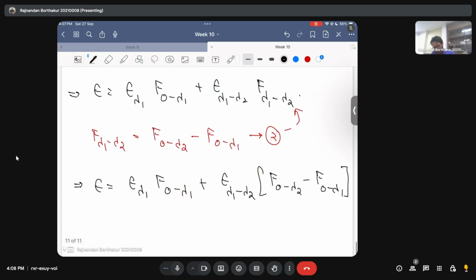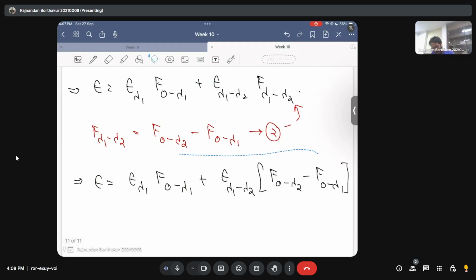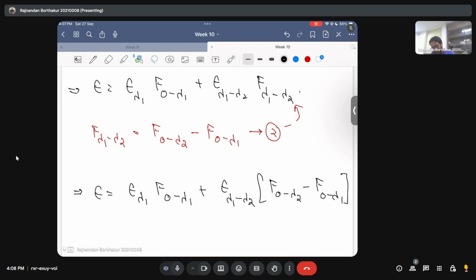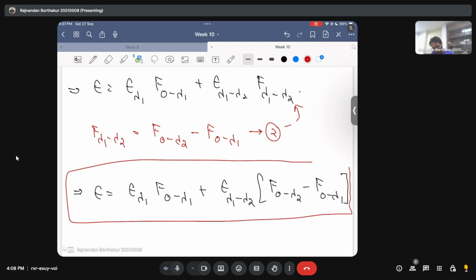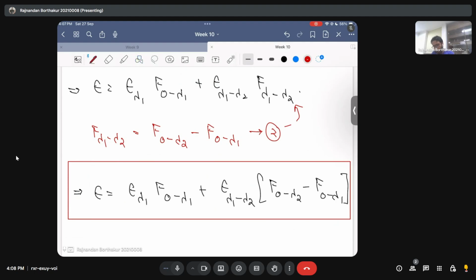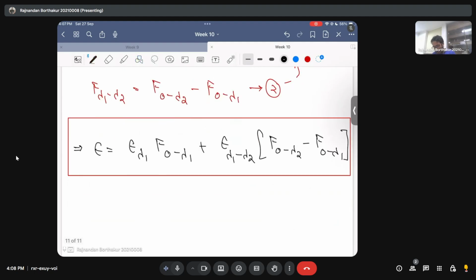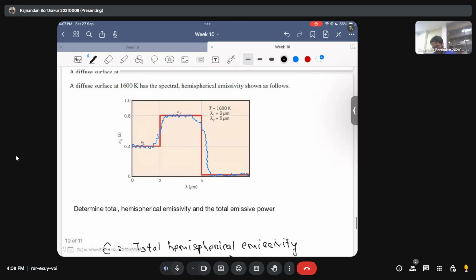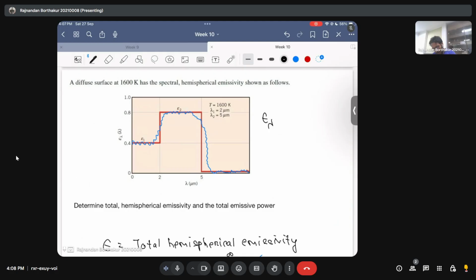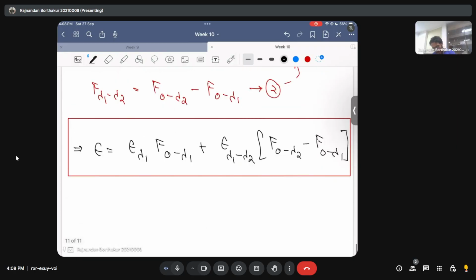That's it, guys. That's all that you need to do. So this is what the expression of the total hemispherical emissivity would look like in terms of the spectral emissivities. So you know what epsilon lambda 1 is. We know that epsilon lambda 1 is equal to 0.4 and epsilon lambda 2 is equal to 0.8. Okay, and so then we can write this. So this is just equal to 0.4.